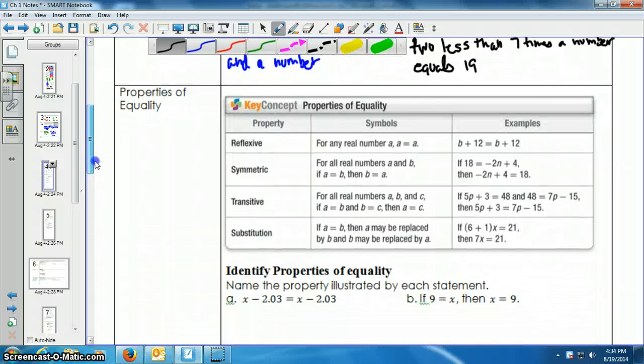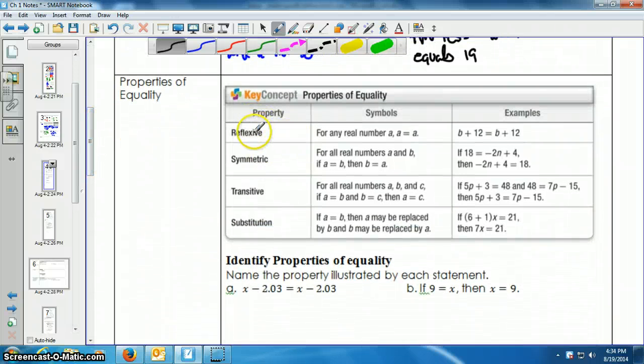All right, let's review those properties of equality. So reflexive is like your reflection in a mirror. It's equal to itself. Symmetric is like a butterfly's wings. One side is symmetrical to the other, so it's kind of flipping it. So A equals B, then we know B equals A. Transitive is kind of referred to as a big long train, where the first part is equal to the last part.